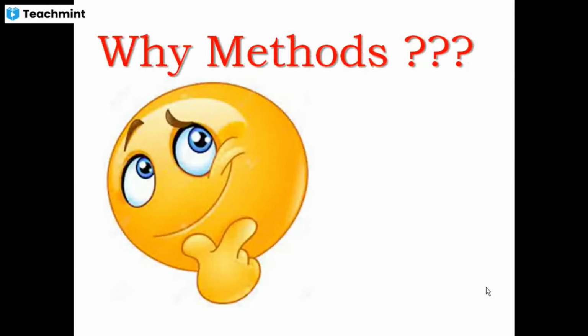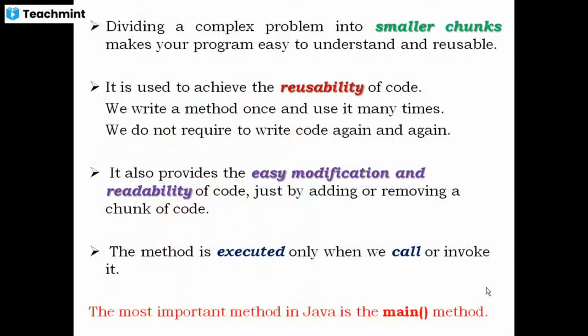But why are we using methods, why are methods required in our programming? So here we can take a few points on why methods are required. Dividing a complex problem into smaller chunks makes your program easy to understand and reusable. Suppose we have to make a big program, a lengthy problem we need to solve. It is always advisable to divide your program into smaller parts, we can say smaller chunks. This will make your program easy to understand and reuse.